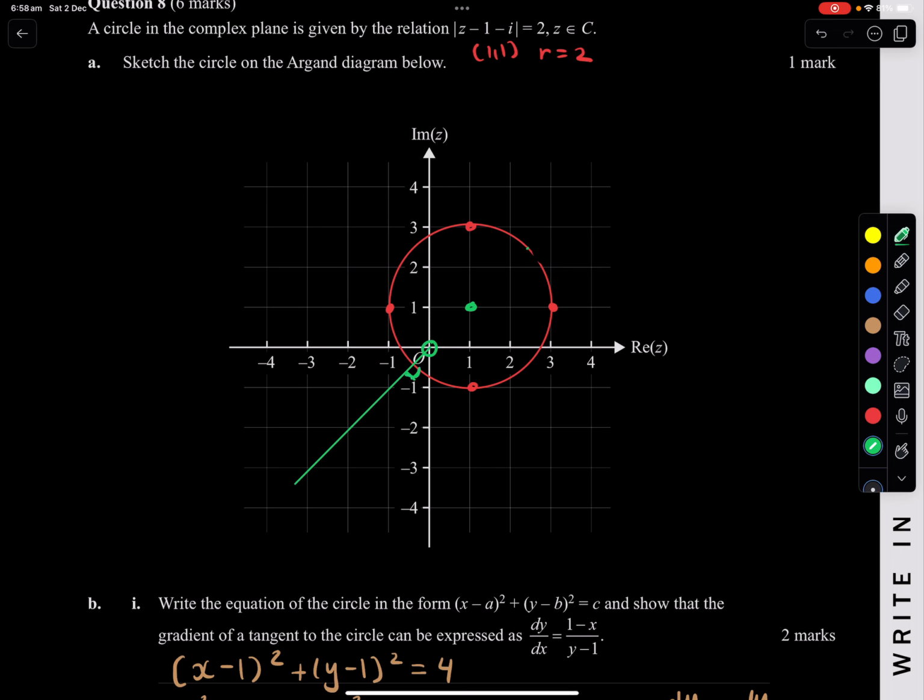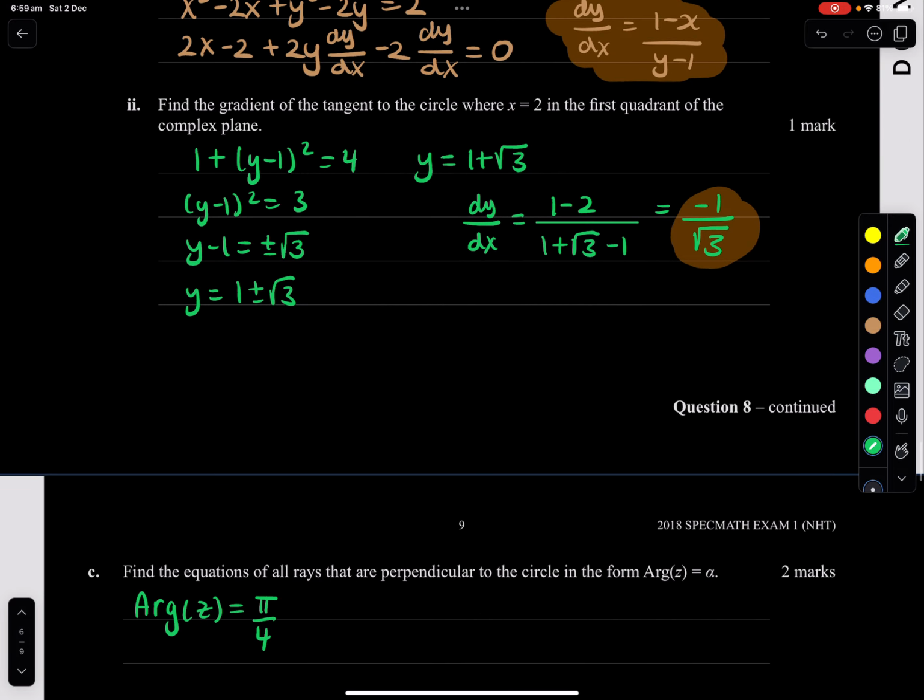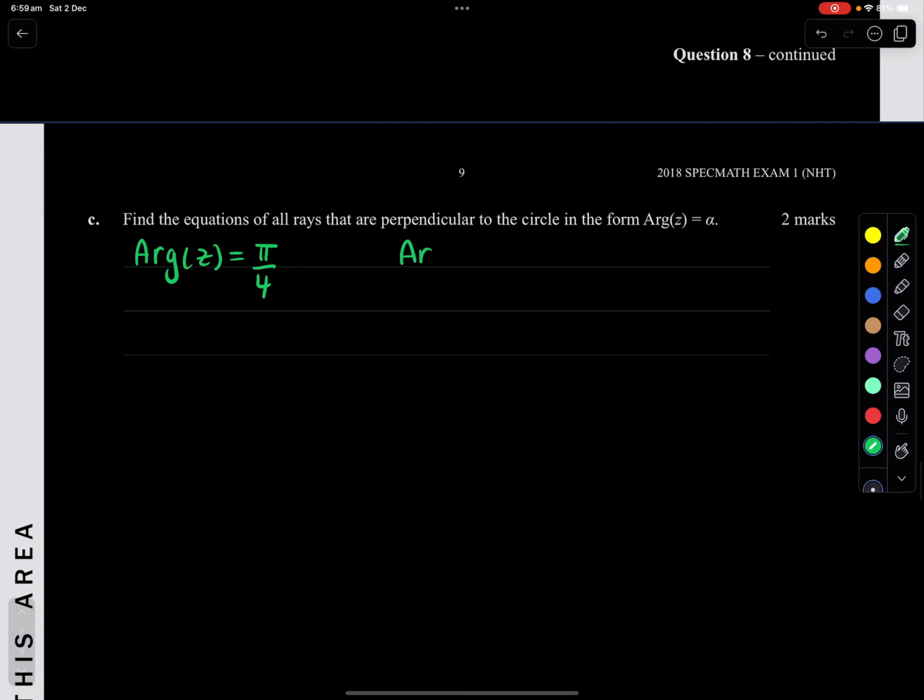This is also perpendicular, which is at an angle of, remember, because we're saying it's between negative pi and pi, it's going to be negative pi plus pi over 4, which is what? Negative pi plus pi over 4 is negative 4 pi plus pi over 4, so it would be negative 3 pi over 4. That's another ray. So argument of z is going to be negative 3 pi over 4, which is between those values.